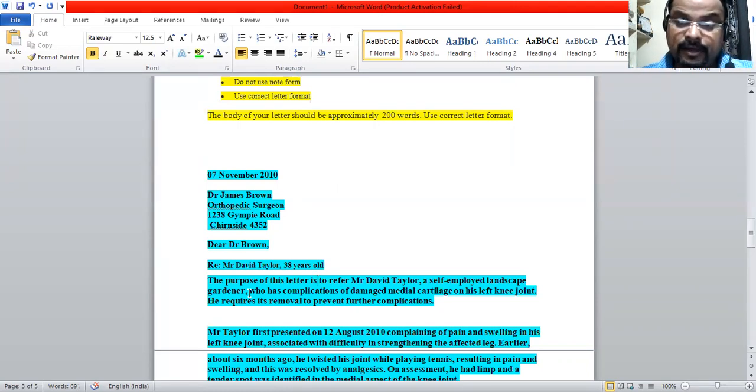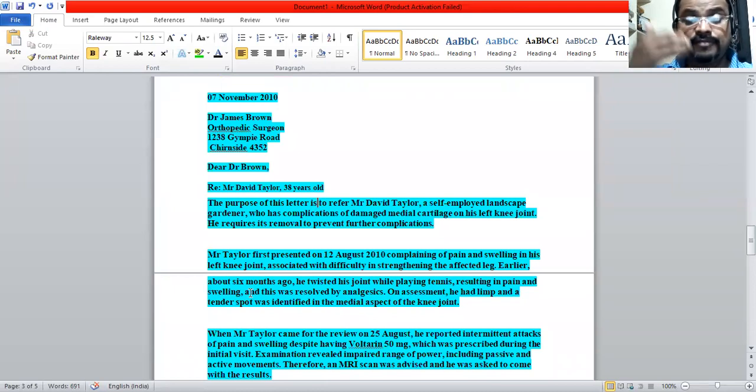So I'm skipping it. Somewhere I have said that he's a self-employed landscape gardener. He's not employed, he's not getting a fixed salary. If he's working, then only he'll be having his salary. So, a self-employed landscape gardener who has complications of damaged medial cartilage, with pain and swelling, on his left knee joint. Where exactly? In the left knee joint. He requires its removal to prevent further complications. The first part, the purpose part, is clear, perfect.